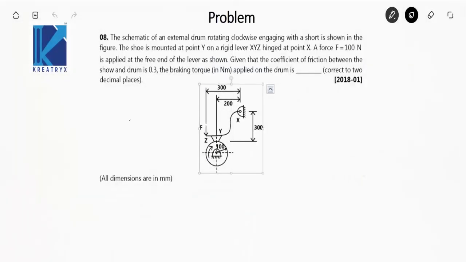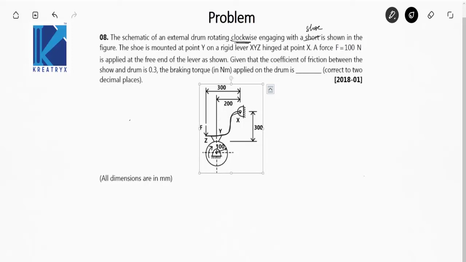Next is a question from brakes again. All you have to do is draw the FBD of the brake drum and the brake lever and shoe, and you will get your answer. Let's read the question. The schematic of an external drum brake, with the drum rotating clockwise, engaging with a shoe is shown in the figure. The shoe is mounted at point Y on a rigid lever XYZ, which is hinged at X.